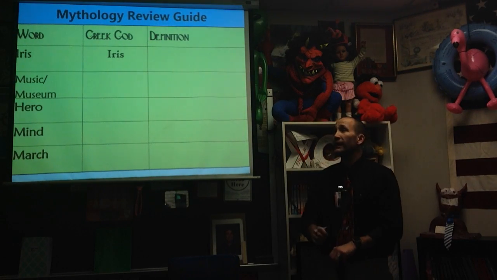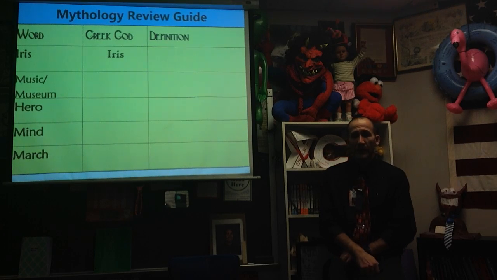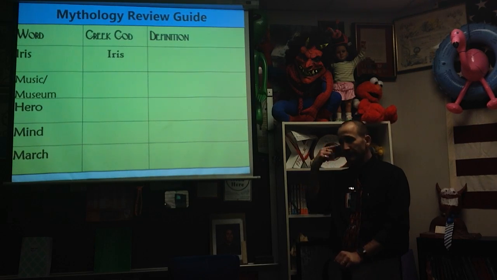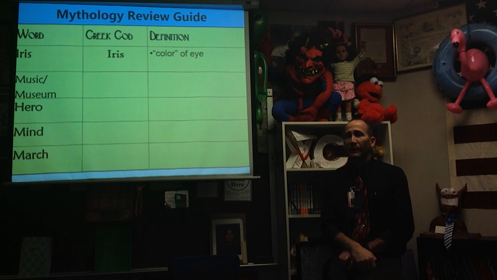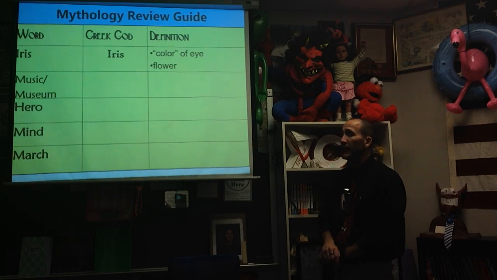But definition of Iris, it doesn't actually mean rainbow. She was just a rainbow goddess. But we named two things after her that connect to rainbows. One is part of your eye. And the other part is? Flower. It's correct. It's a type of flower.